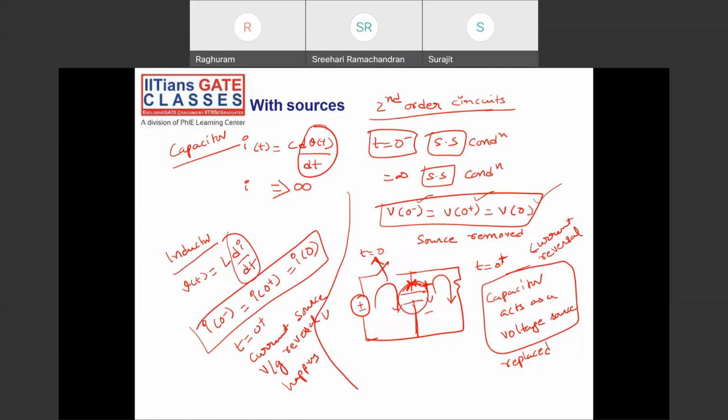Understood this? In case of a capacitor, at t equal to 0 plus, it acts as a voltage source and current reversal happens. In case of an inductor, it acts as a current source and voltage reversal happens. So I of 0 minus is equal to I of 0 plus is equal to I of 0 in an inductor. That means the current through the inductor just before and just after the switching action will be the same.